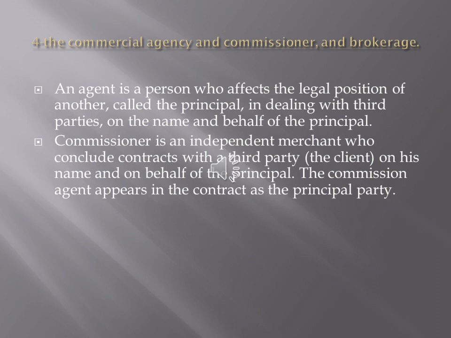So in this contract, we usually find three persons: number one, the agent, the commercial agent, number two, the principal, and number three, the third party, with whom the commercial agent is making the contract in the name and on behalf of the principal. On the contrary, concerning the commission agent, you will find that the commission agent negotiates and concludes the contract in his own name and on behalf of the principal. So he appears in the contract as the principal with the third party.